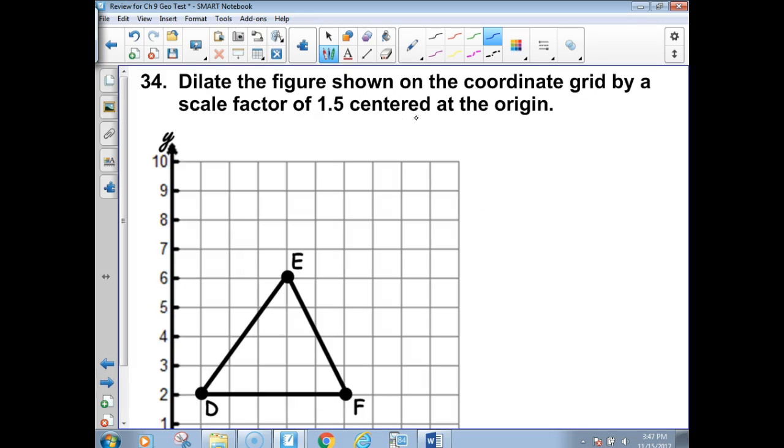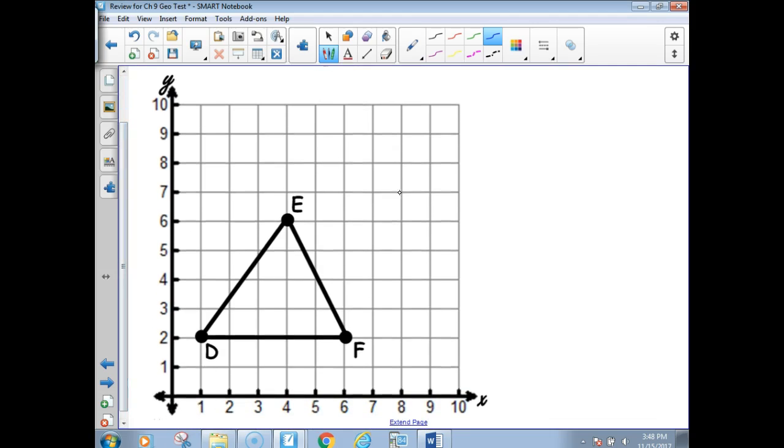34 says dilate the figure shown on the coordinate grid by a scale factor of 1.5 centered at the origin. So it's going to blow out from the origin. It should stretch in that direction. What I need to know, though, is where these points are. So I'm going to jot down the coordinates of the points.